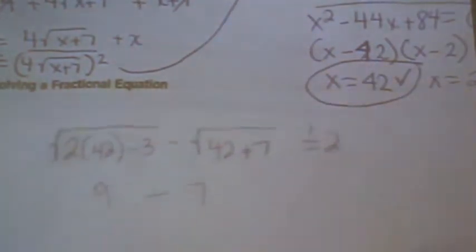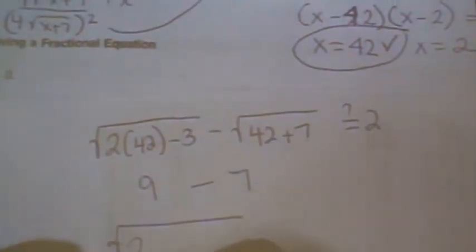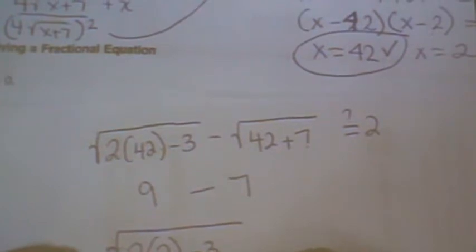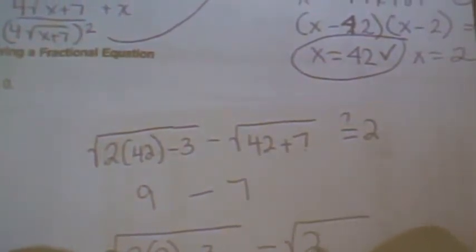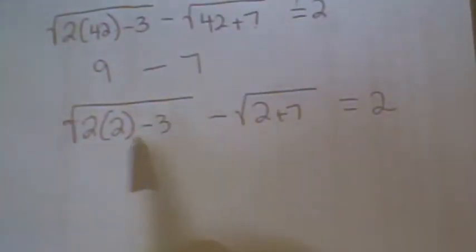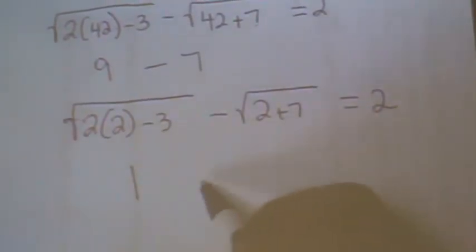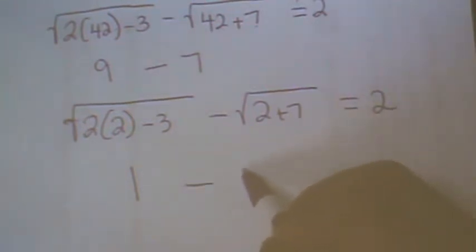And how about 2? So we're going to put a 2 in here. So 2 times 2 minus 3, minus 2 plus 7. Does this equal 2? Well, that's 4. 4 minus 3 is 1. Square root of 1 is 1. This one does not work.